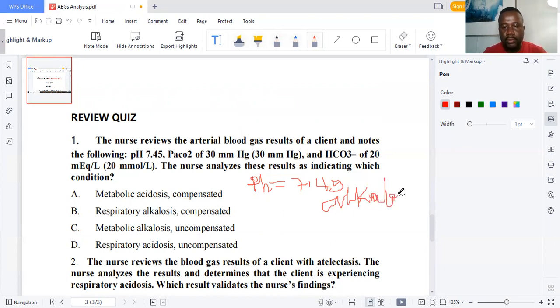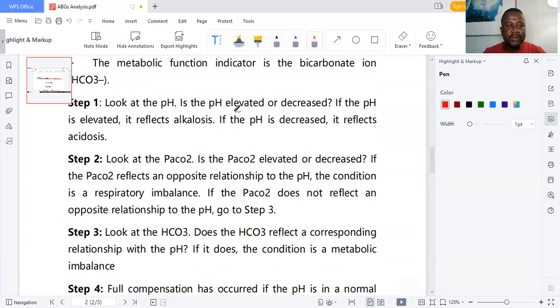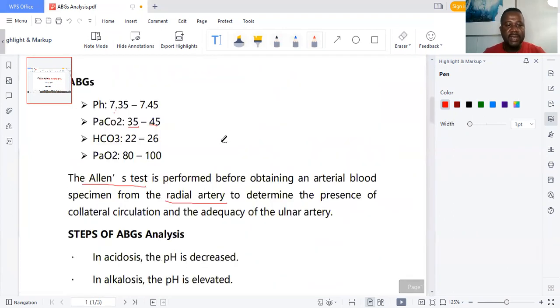Alkalosis. Now, step number 2, come back here. We look at it. Is the pH elevated or decreased? If it is elevated, it is alkalosis. We say it is more on the alkaline side, right? It cannot be acidosis because it's not this way. It is more this way. So it's alkalosis. Good, we got that.